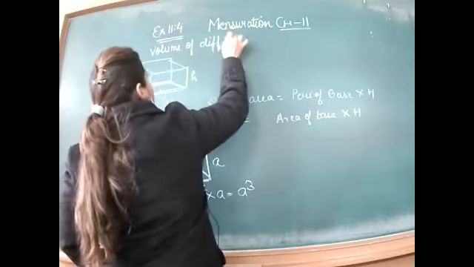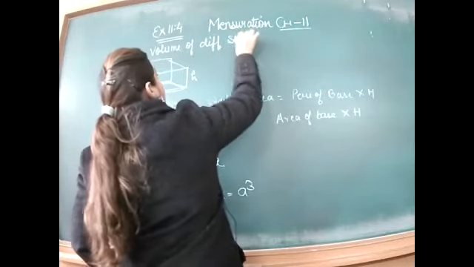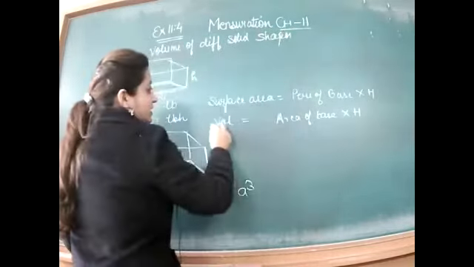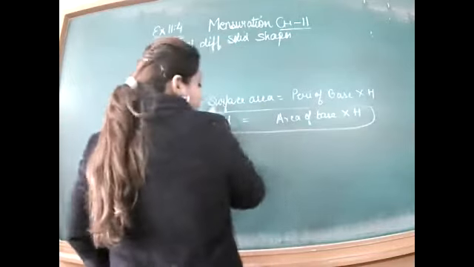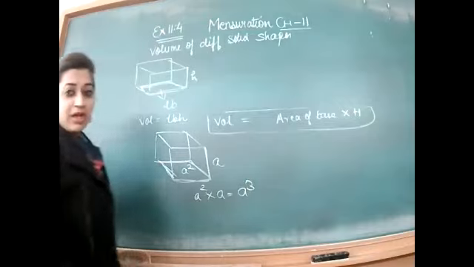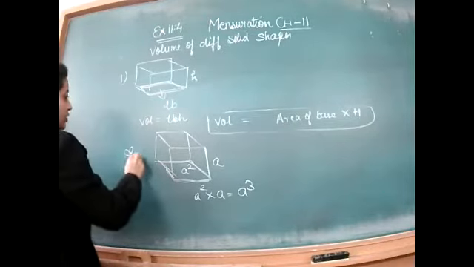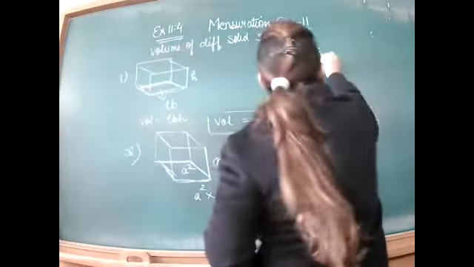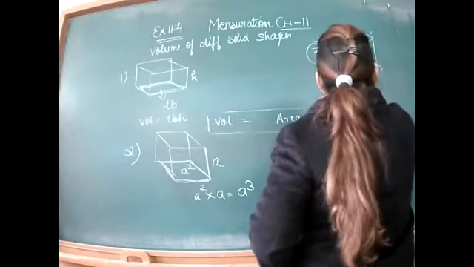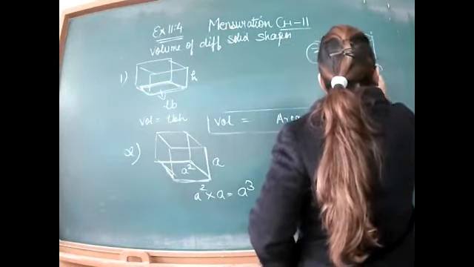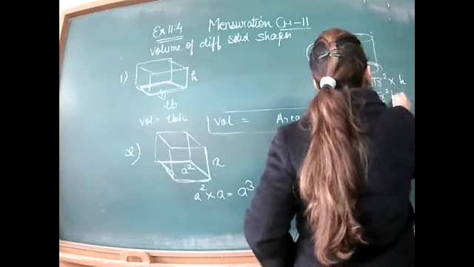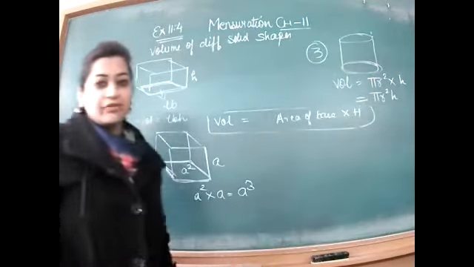So you will write these formulas: volume of different solid shapes. Then you will write this formula. Volume can be derived by using this formula. Then you will write one number, two number, then third number, that is cylinder. Cylinder is having circular base, so its volume is area of circle into height, that is pi r square h. So this is your third formula.